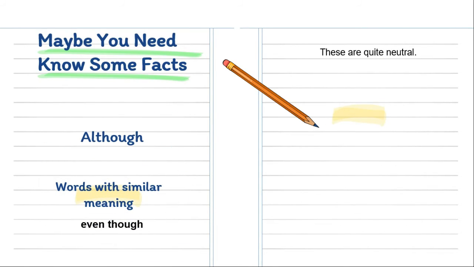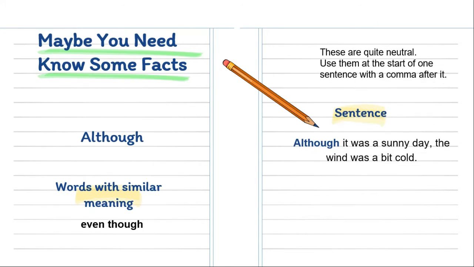Okay, maybe you need to know some facts about although. Although has a similar meaning to even though. These are quite neutral, right? Although and even though. Okay. You can use them at the start of a sentence with a comma after it. Although it was a sunny day, the wind was a bit cold. Jadi meskipun agak panas, tapi anginnya lumayan dingin.